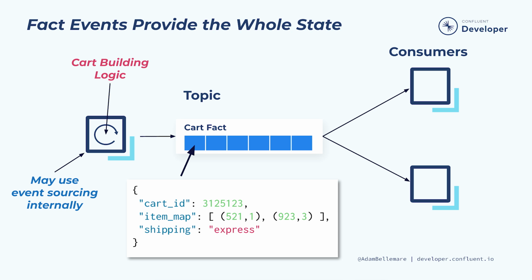Now, it may be using event sourcing internally, but that is an implementation detail about what's going on inside its boundary. This is data on the inside. In contrast, the cart fact stream is published specifically as data on the outside. Consumers can infer their own deltas from the stream of facts by maintaining their own cache about the fields that they care about.